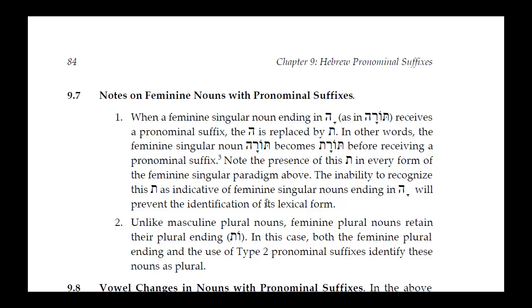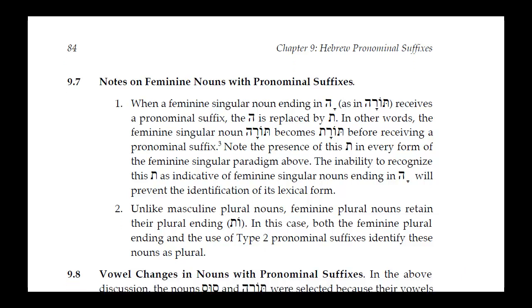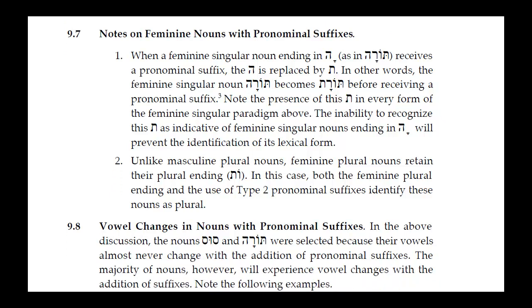Unlike masculine plural nouns, the feminine plural nouns retain their plural ending of oat. And in this case, both the feminine plural ending and the use of type 2 pronominal suffixes identify these plural nouns. So we learned that the masculine plural endings drop off and the type 2 suffixes go on them, but in this case, in the feminine nouns, they retain their plural endings, and then you add the pronominal suffix onto it.